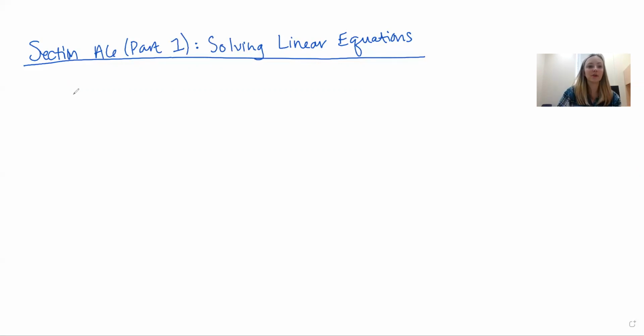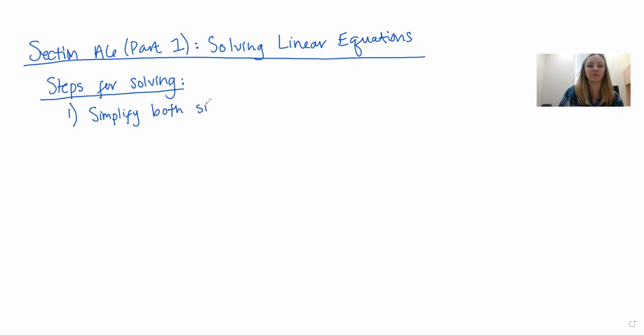So first thing I'm going to do is write out some steps for solving linear equations. These are steps that most of the time you'll be following all of them. Sometimes you may get to skip a step or two, just depending on what equation you were given. So step 1 is you want to make sure that both sides are completely simplified first. So we're going to simplify both sides completely.